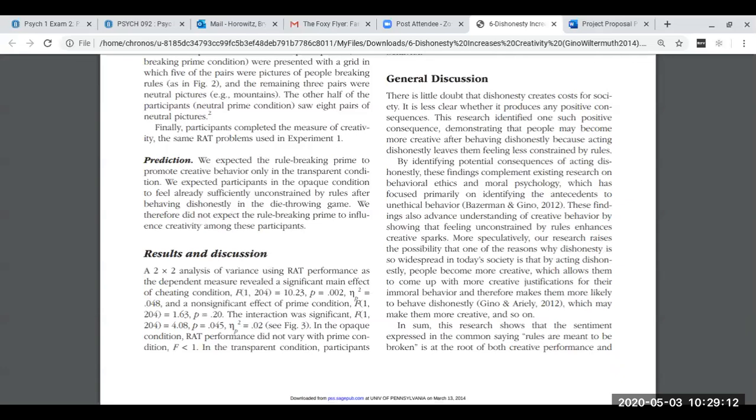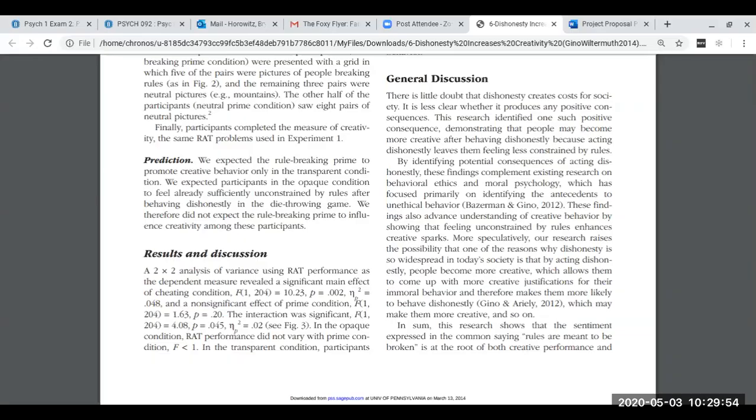Results and discussion. A 2x2 analysis of variance, ANOVA. This would be between subject as opposed to our within subject type for the results section homework. It revealed a significant main effect of cheating and a non-significant effect of prime, which is basically what they predicted. The interaction was significant. And here you see the F of 1 and 204 equals 4.8. The only thing that's different in here is they have this eta squared number, which we don't. And they don't have the mean square error. So obviously we're going to conform to that rule.